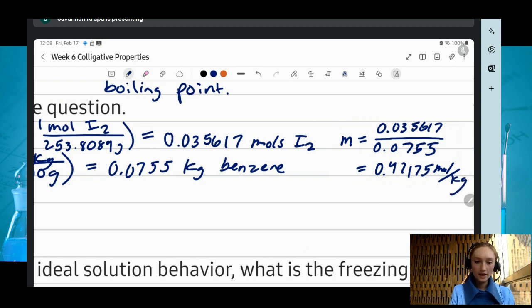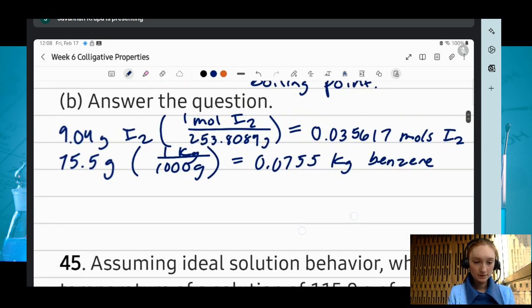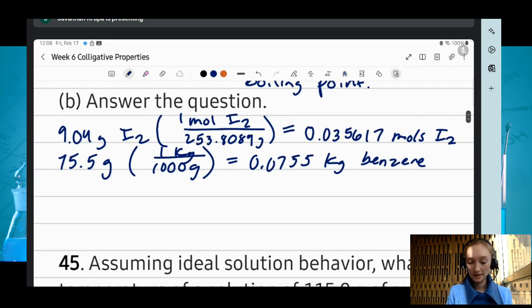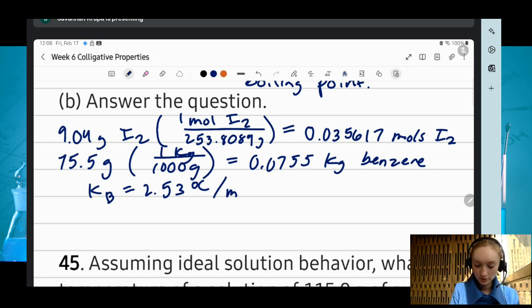And so now we have the molality, and now we need to multiply it by the constant KB. The KB in this case will be the KB of benzene, whatever it's going to be dissolved in, so the solvent will be the KB value that you're finding. The KB is just a constant value, like I said, so you don't need to calculate it. It is 2.53 degrees Celsius per molality, so that's the value that we will use.